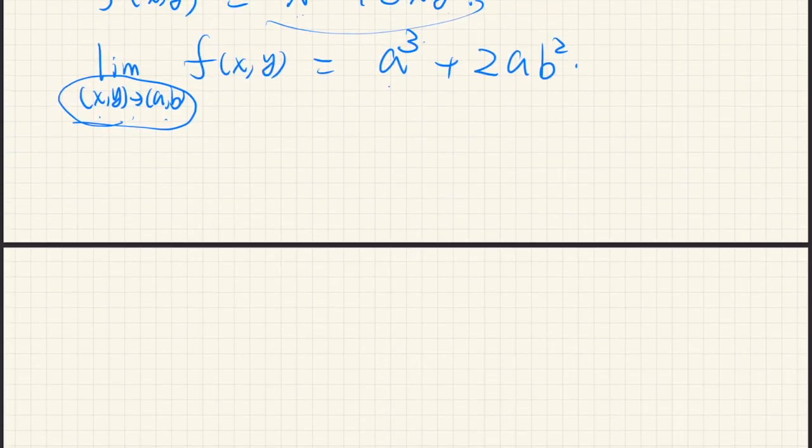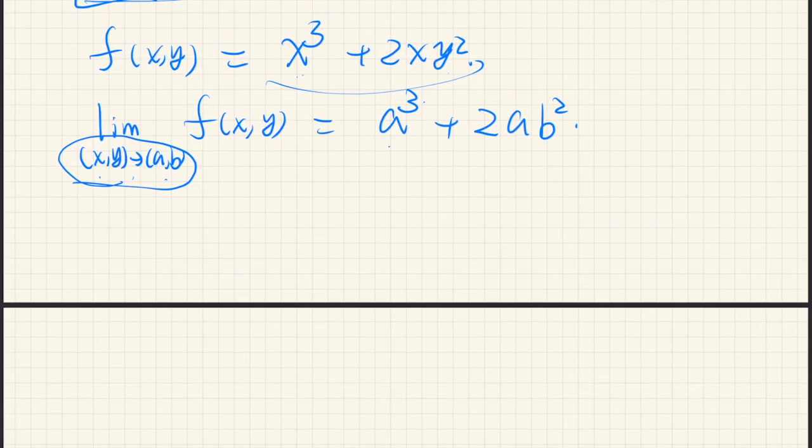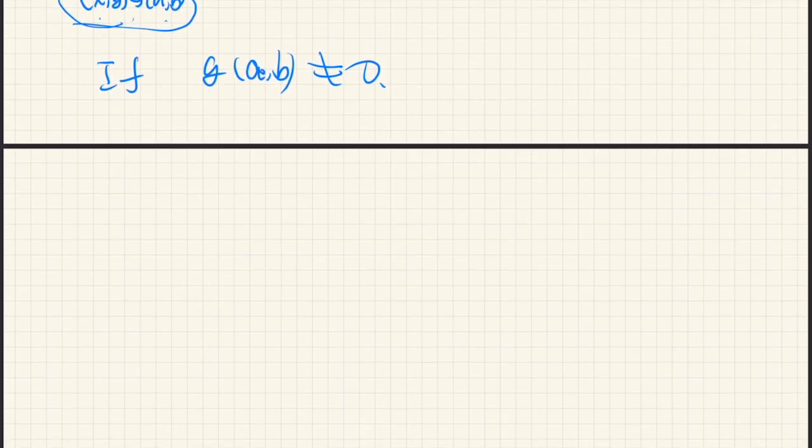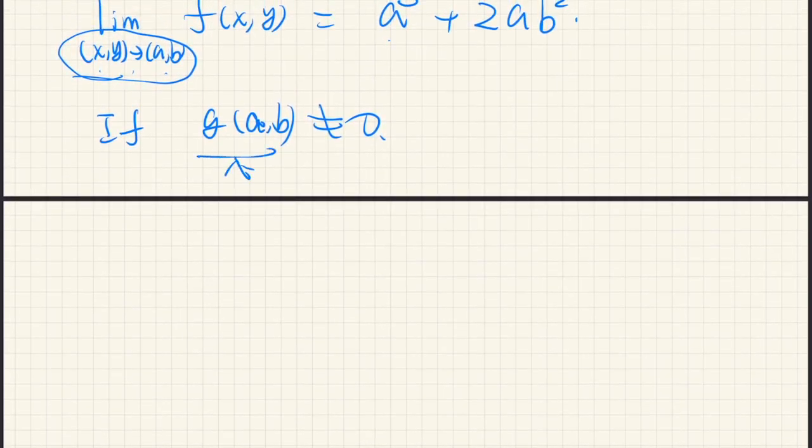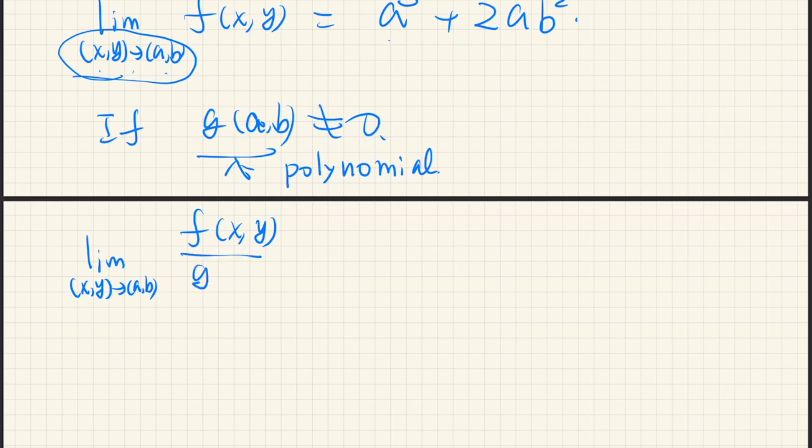And moreover, if g of ab is not equal to 0, where g is also a polynomial, that is just an assumption here. And in this case, the limit of f of xy over g of xy is f of ab over g of ab. Okay.